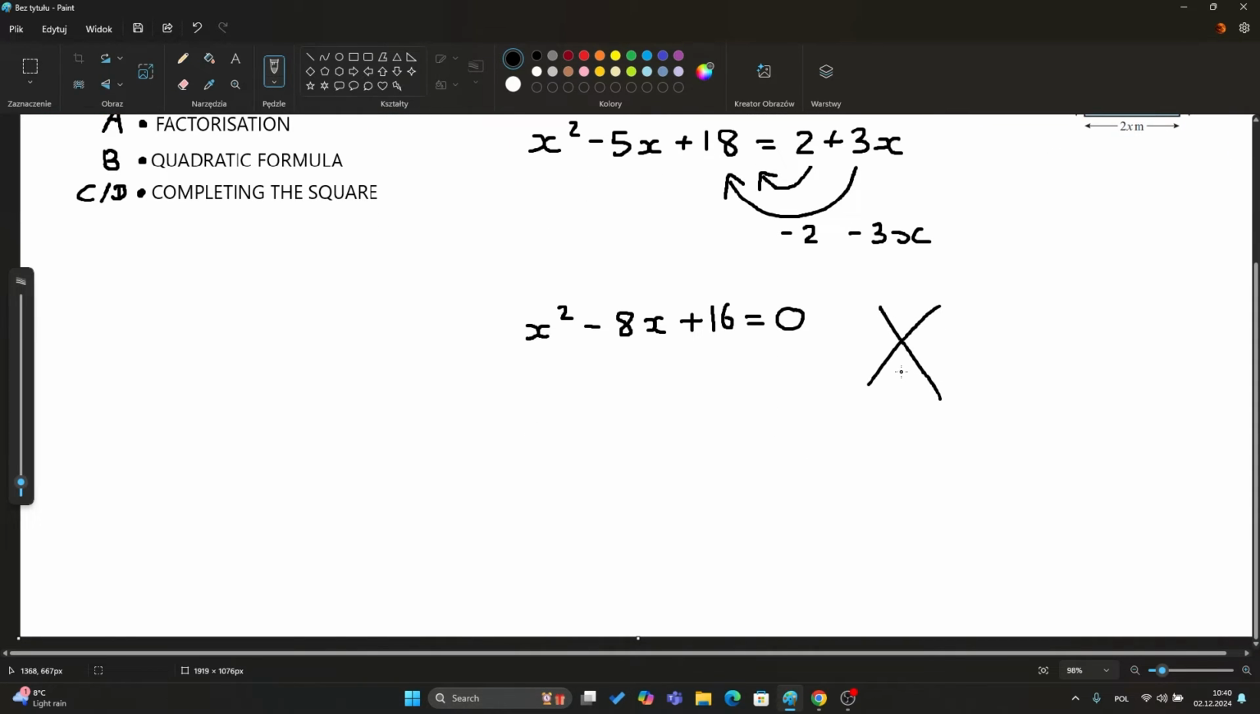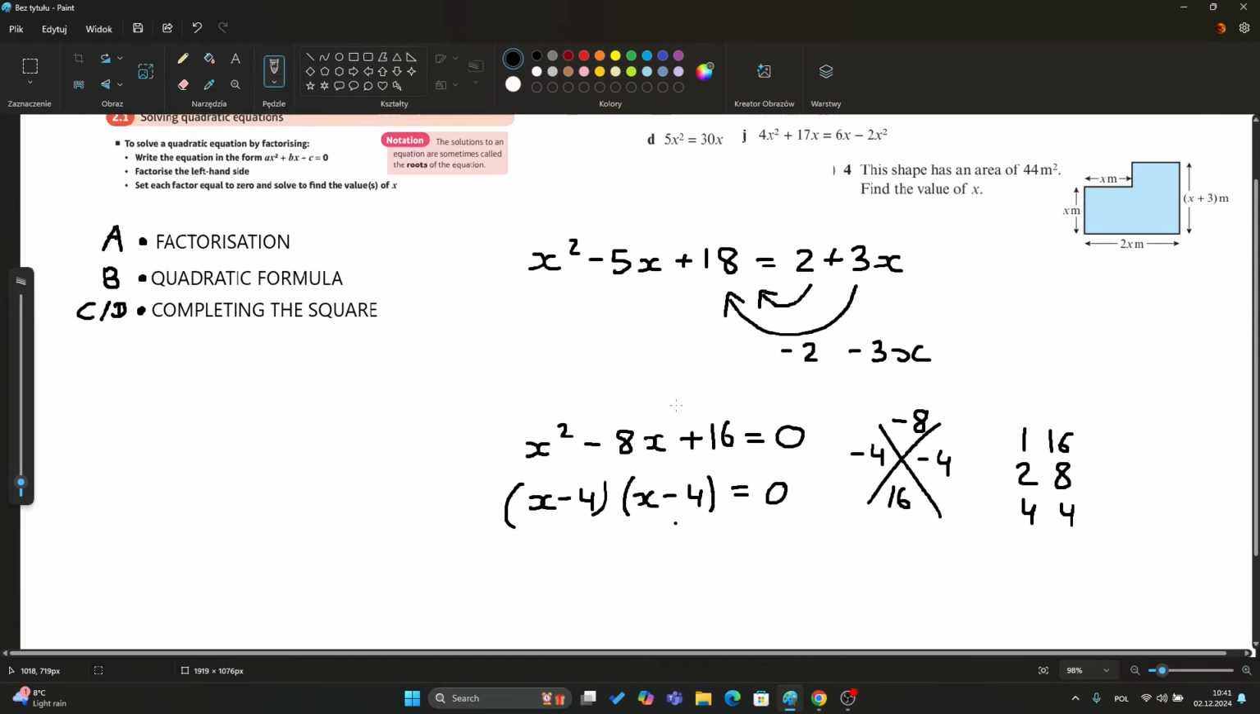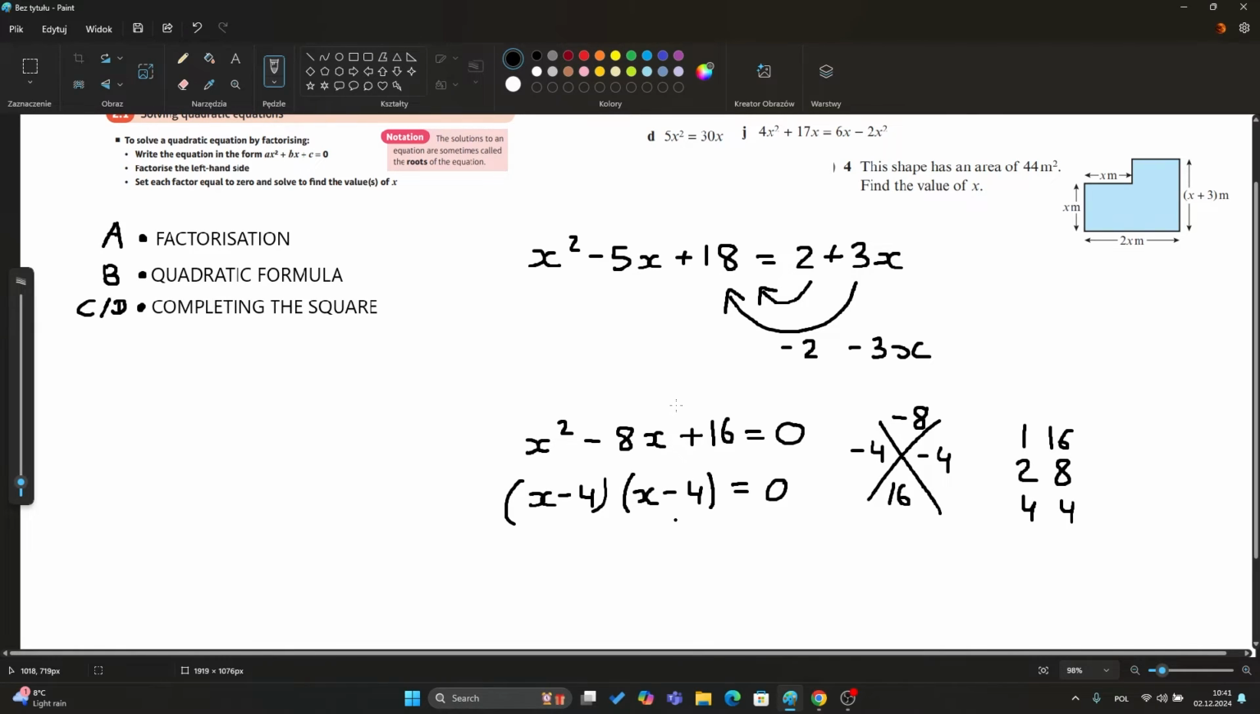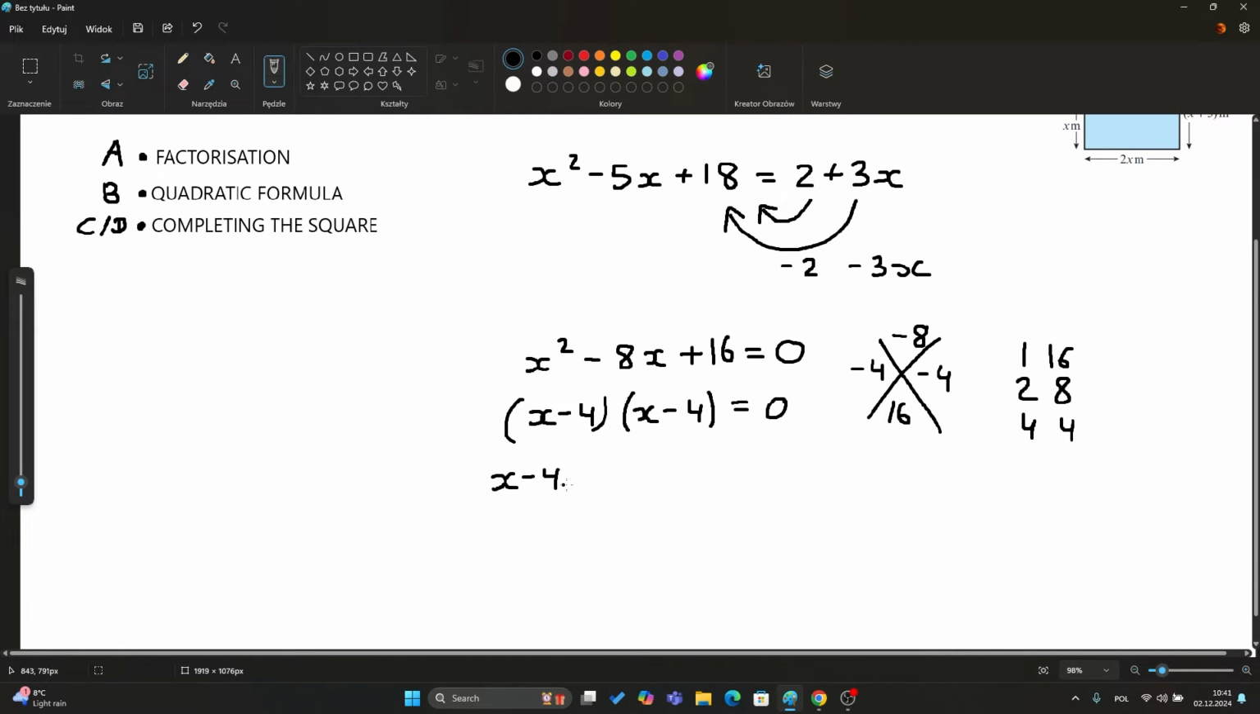Now we factorize the left hand side, so 16 and minus 8. This could be 4 and 4, so minus 4 and minus 4. So x minus 4 and x minus 4 equals to 0. Now what we do is that we set each factor equal to 0. So x minus 4 equals to 0 and x minus 4 is equal to 0. They'll both give the same answer of x equals 4.